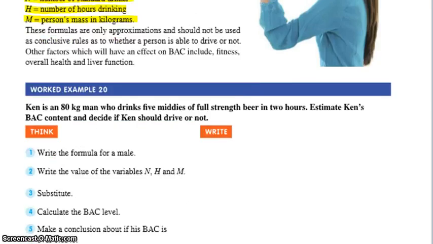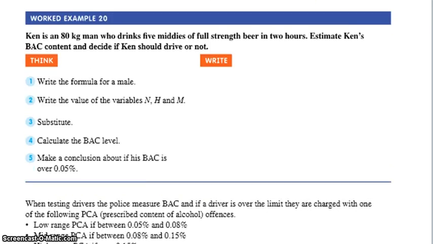These formulas are only approximations, so don't sit there in the pub when you're 18, because none of you are 18. Don't sit there in the pub trying to work this out and thinking, yeah, I'm right to drive. They're not. You can't hand this on the back of a coaster to a cop and say, but I should be okay. I would so do that.